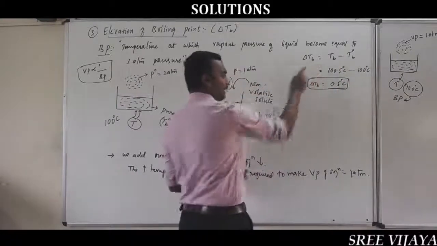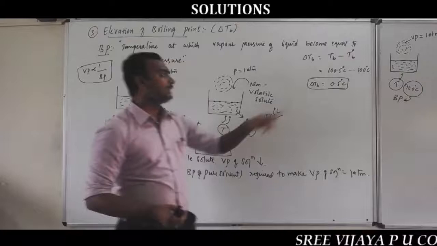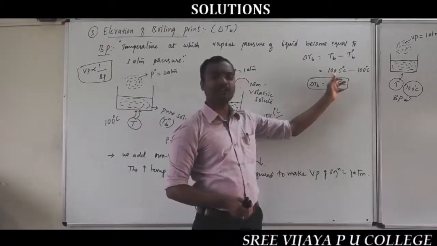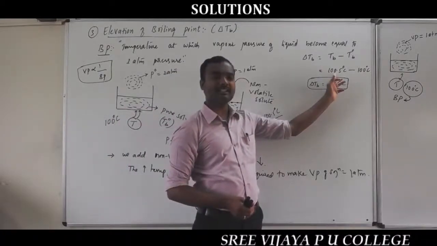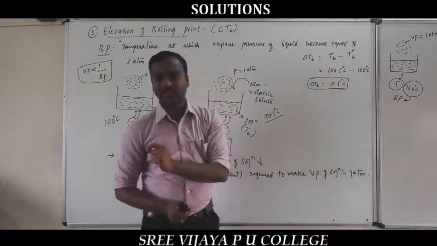This is a very important equation for problems. And TB in the example is 100.5 degrees Celsius. For the same water, if it is pure water, it boils at 100.